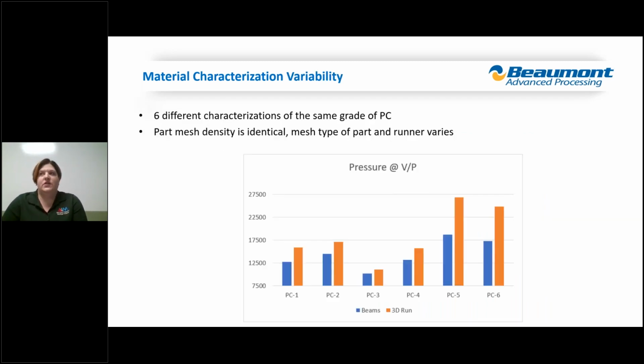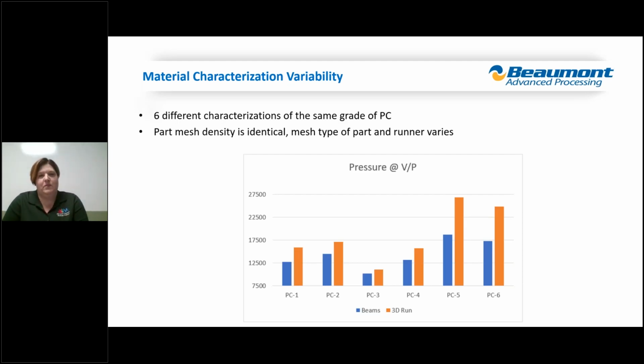So I want to start by showing the variability among material characterizations, right? This is 6 different characterizations of the exact same grade of polycarbonate. They were tested by different sources, by different methods. There are gold-rated materials in here, there are bronze-rated, and everything in between.